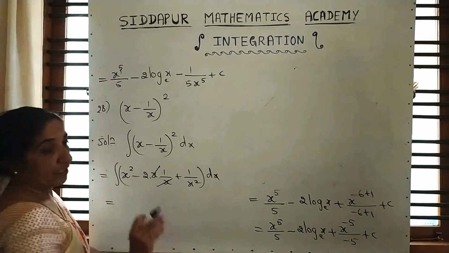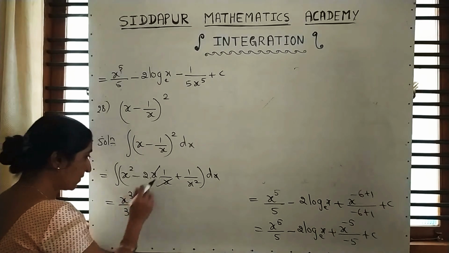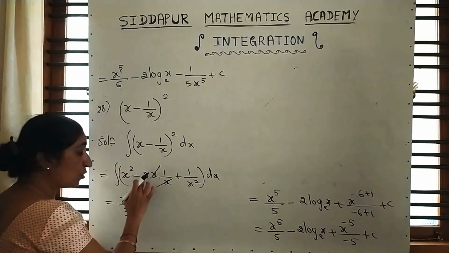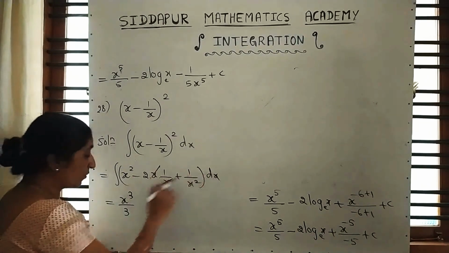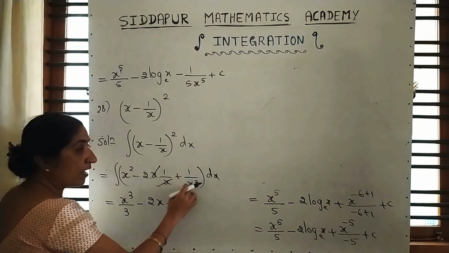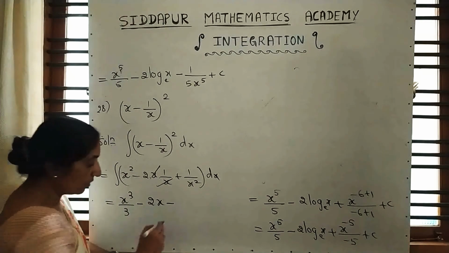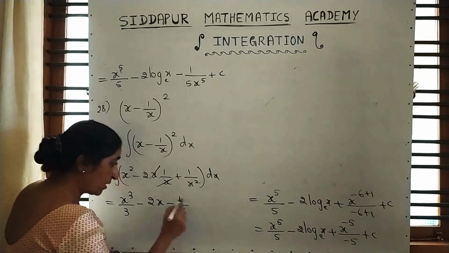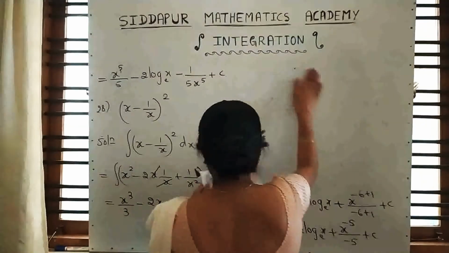Shall I write the integration? Integration of x square is x cube upon 3. Here both the x get cancelled. Only 2 is remaining. What is the integration of any number with respect to x? It is that number into x. Plus, have you remembered what is the integration of 1 by x square? Integration of 1 by x square is minus 1 by x. That's why I wrote minus here. Plus c. Moving to the next question.